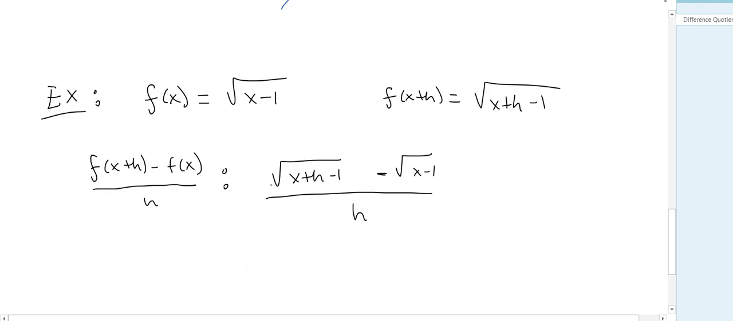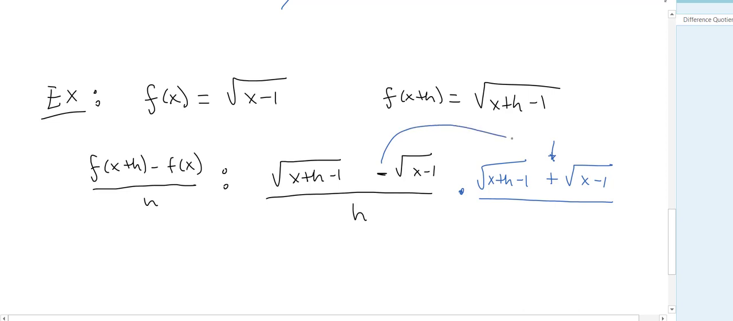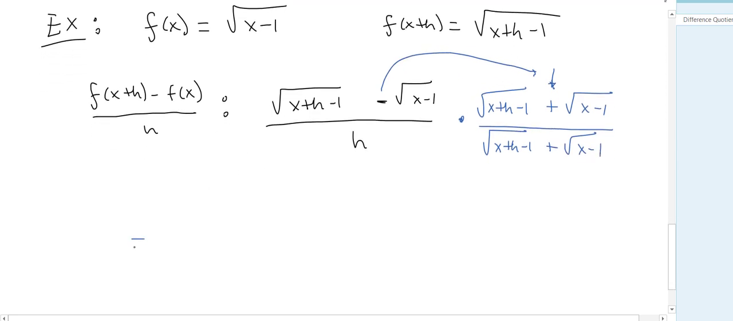Notice that here we're in a little bit of a pickle because we can't really take anything out of the radical. So with radicals, the algebraic trick is to multiply by the conjugate, top and bottom. The conjugate means we change the sign from a minus to a plus, and you multiply top and bottom by that. And so on the bottom, I'm going to get h times that whole thing, the square root of x plus h minus 1 plus the square root of x minus 1.